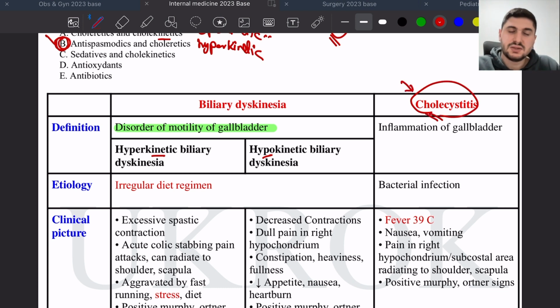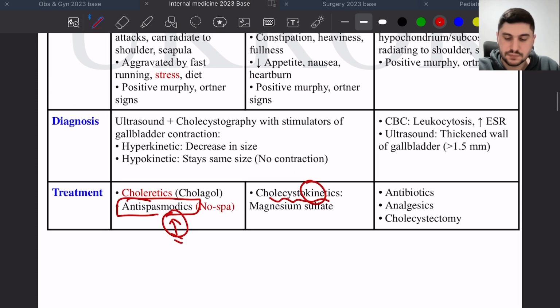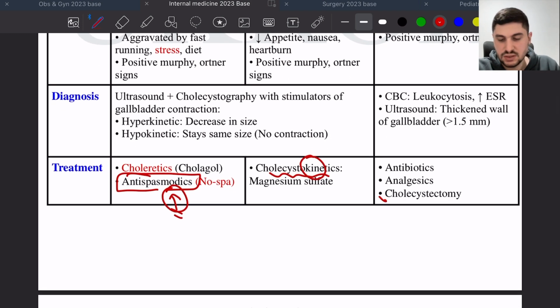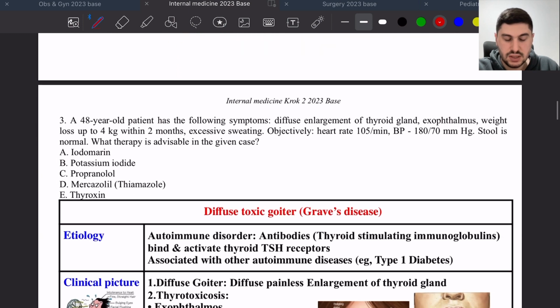In biliary dyskinesia, it's just a motility problem. There is no inflammation of the gallbladder, and there is no fever, for example, and there is no nausea and vomiting and Murphy sign, which are all cholecystitis signs. And of course cholecystitis needs cholecystectomy and antibiotics, removal of the gallbladder, antibiotics.